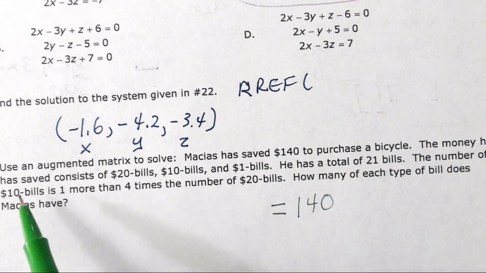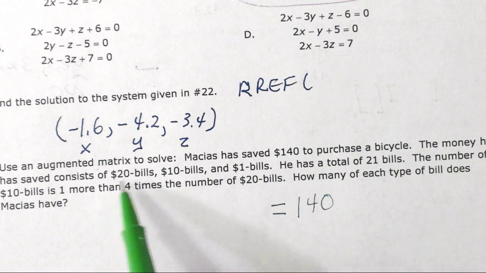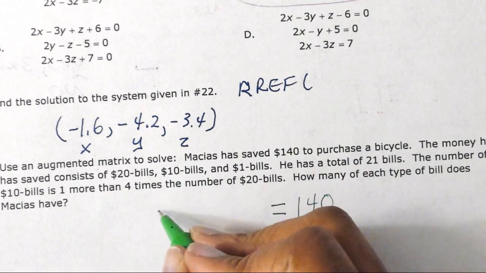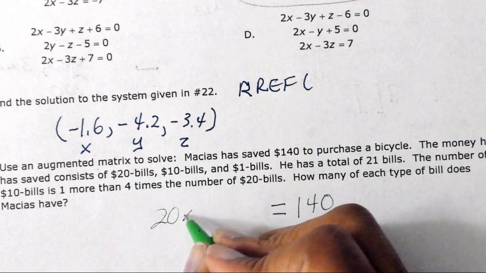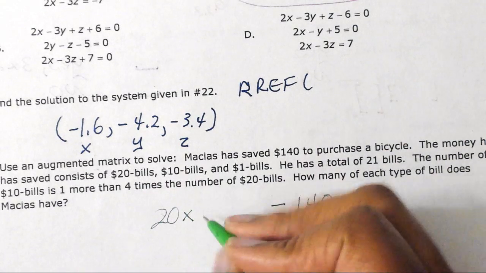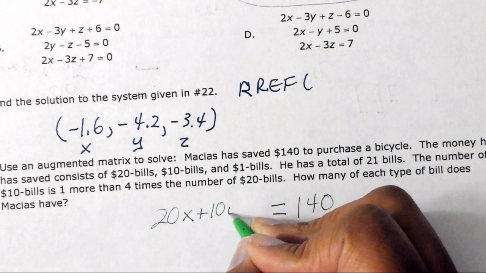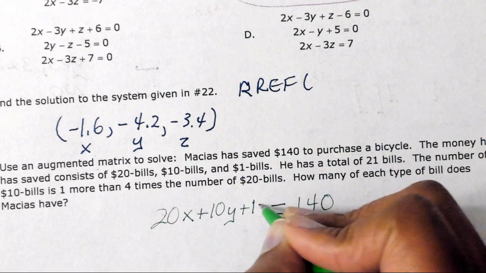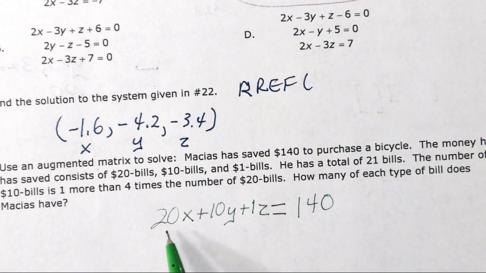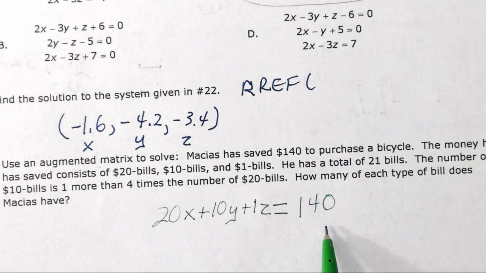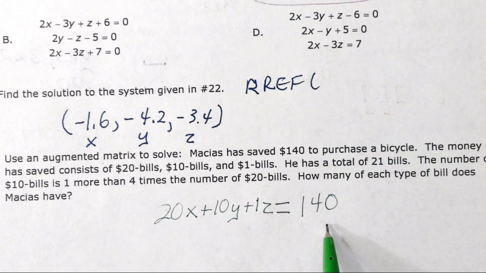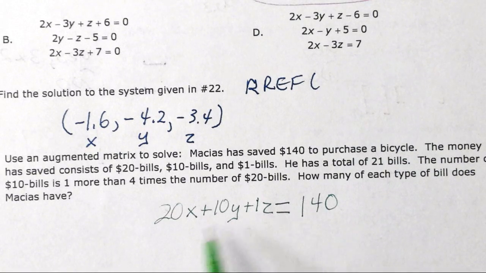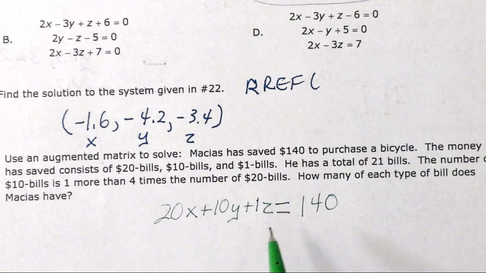The money he has saved consists of $20 bills. Sounds like an X to me. $10 bills. And $1 bills. Money must stay with money. That is my very first equation. If this is a 3 variable, I need 3 separate equations. So let's look at our second equation.